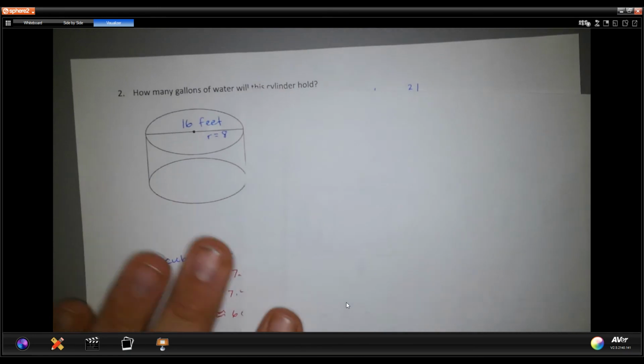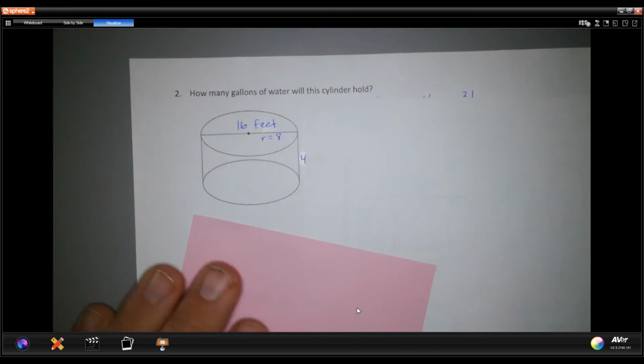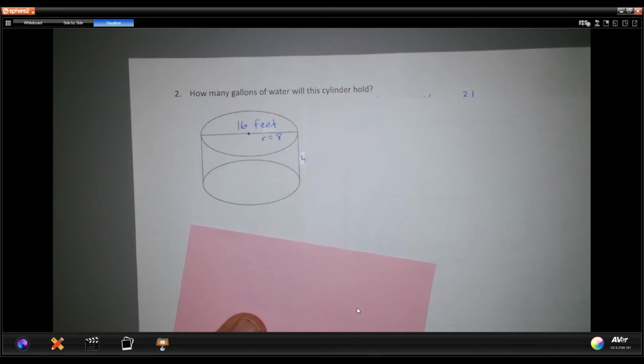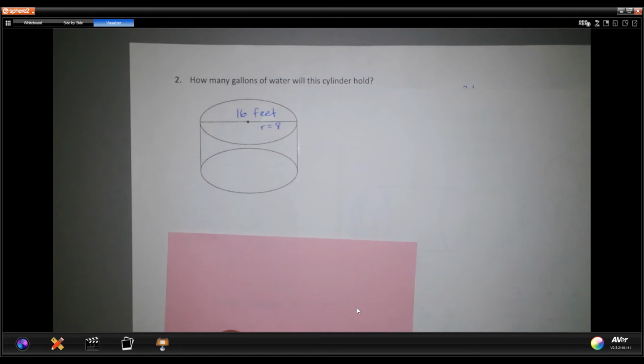Let's talk about what happens when we're looking at something where we have another cylinder and we're talking about how many gallons of water would fit in this cylinder. Something to know about water versus volume. There's such a thing as dry volume, and then there's wet volume. In this case, we're going to have to find both.